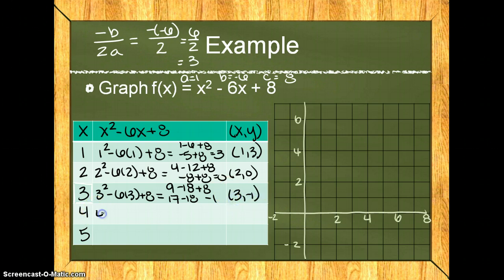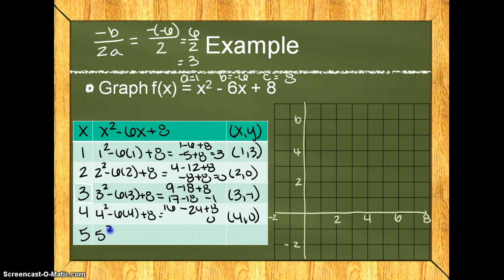Plug in 4. 4 squared minus 6 times 4 plus 8. That is 16 minus 24 plus 8, which is 0. So you get 4, 0.